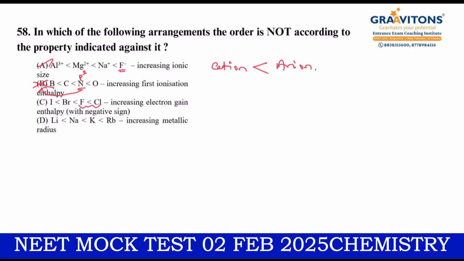In case of C option, you can find chlorine, which is an exception with respect to fluorine, having a higher electron gain enthalpy, because fluorine has a compact size. Then fluorine comes, and then bromine and iodine. Here the order is right. And what about D option? Increasing metallic radius. When you move down the group, we know that atomic radii increase, and hence metallic radii also increase. So option D is also right. So among these 4 options, it is B option which is incorrect.